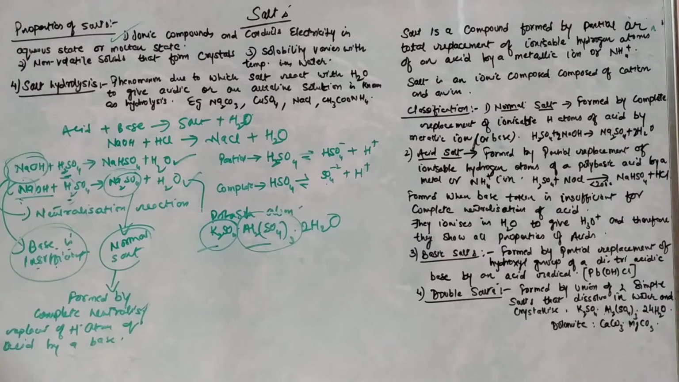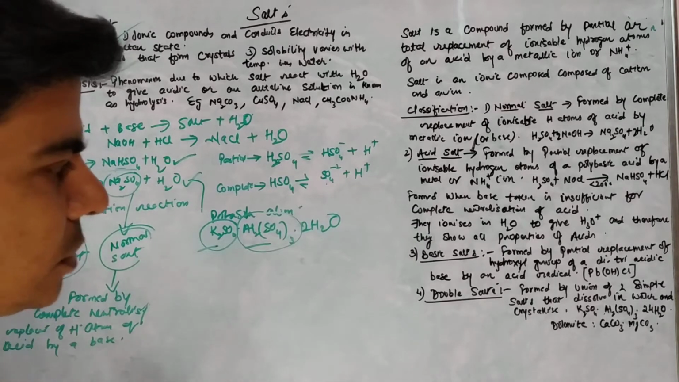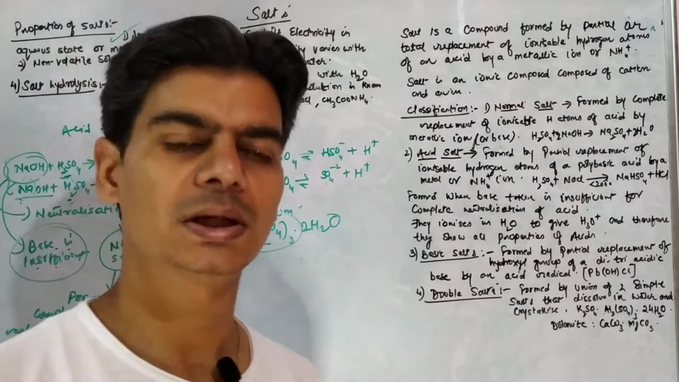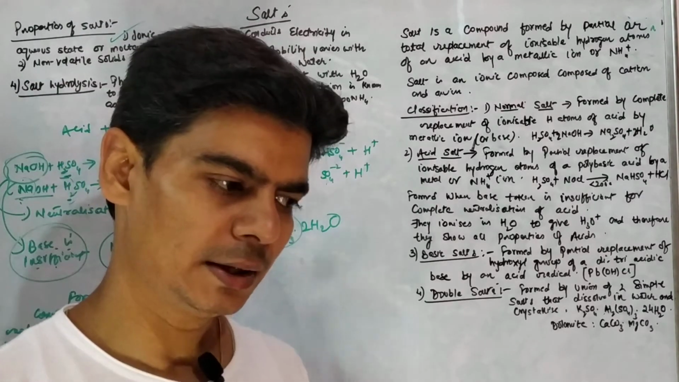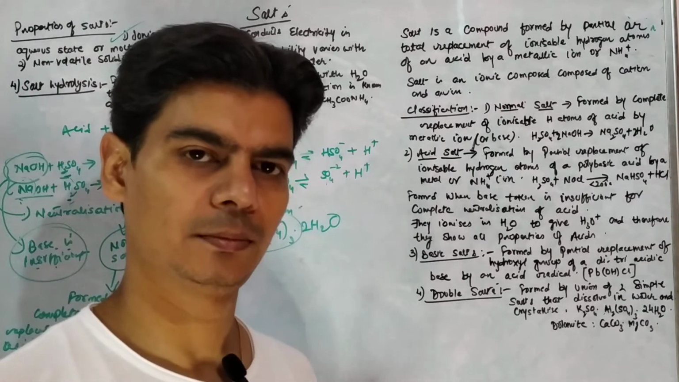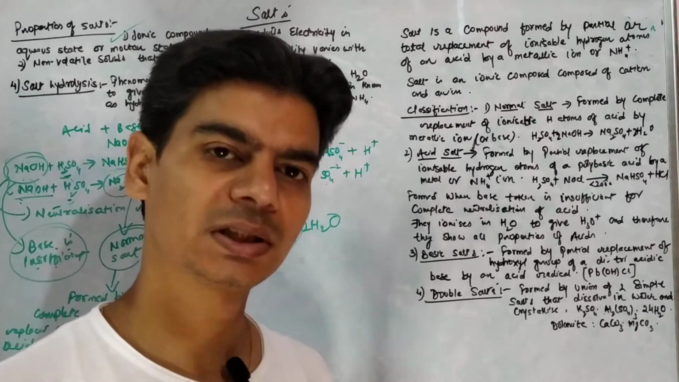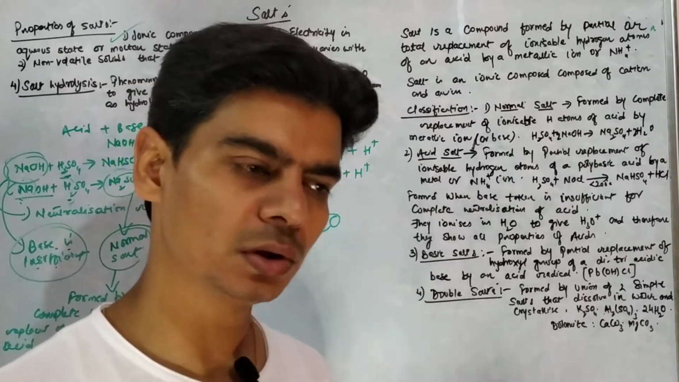These are non-volatile solids that form crystals. So if you take sodium chloride, make a saturated solution of it, and then allow it to cool, you will see that it forms crystals of sodium chloride. So all salts behave similarly.